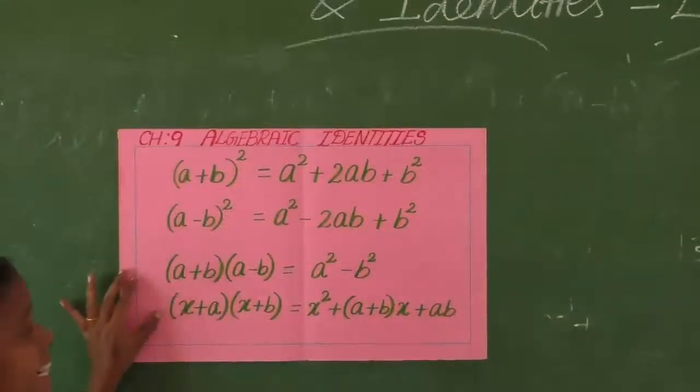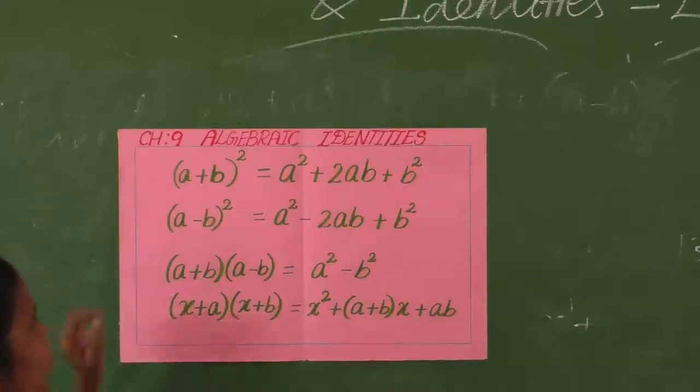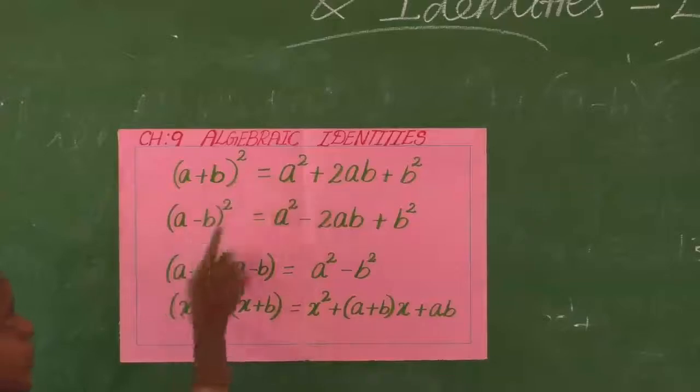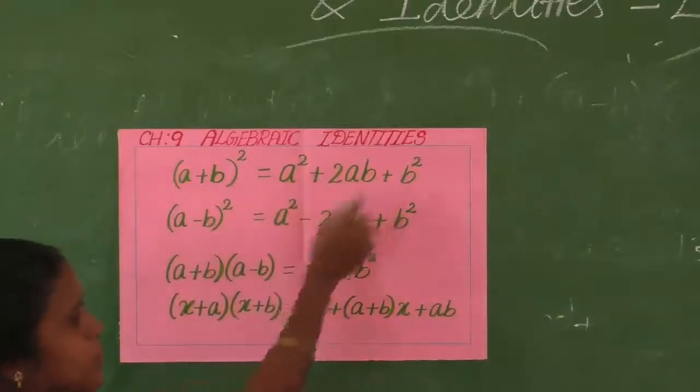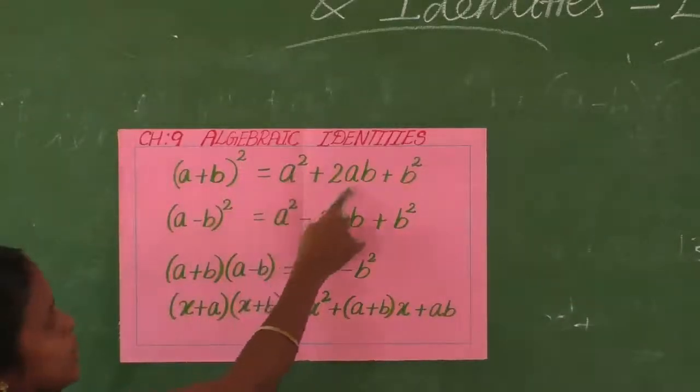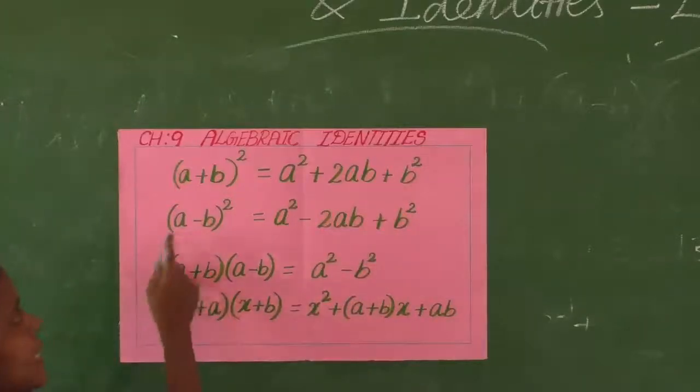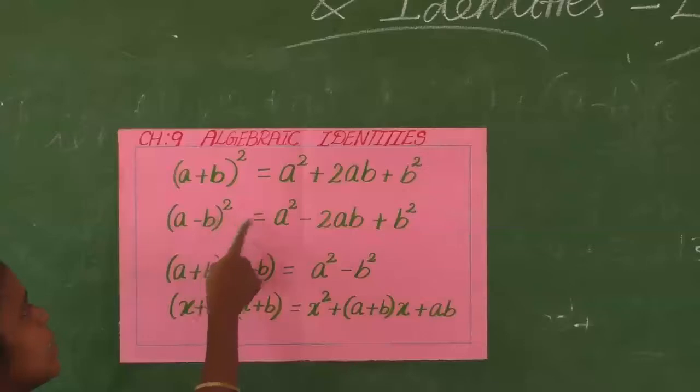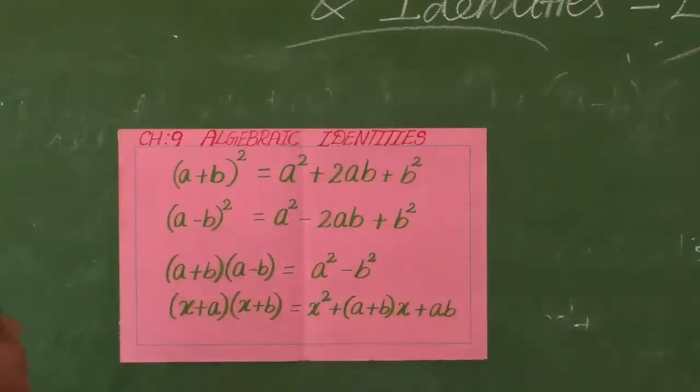See, some standard identities mentioned in our book. What are the identities? (a plus b) whole square is equal to a square plus 2ab plus b square. Second identity, (a minus b) whole square is equal to a square minus 2ab plus b square. Third identity, (a plus b) into (a minus b) is equal to a square minus b square. Fourth identity, (x plus a) into (x plus b) is equal to x square plus (a plus b) into x plus ab. So, four identities.